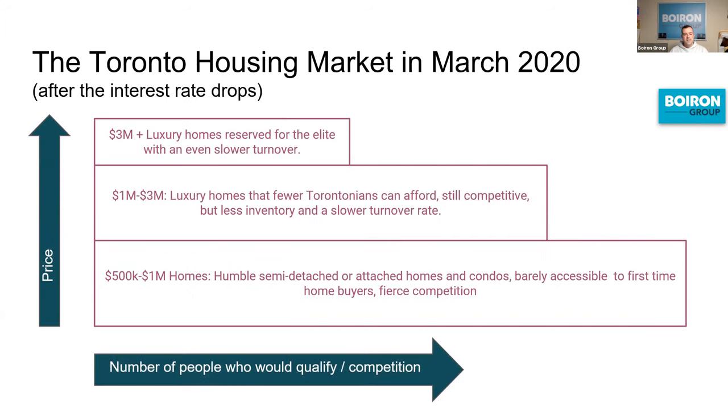And if interest rates were to come down enough, we would see this. We'd see more people in the lowest category of under $1 million homes in Toronto being able to afford to buy a property.